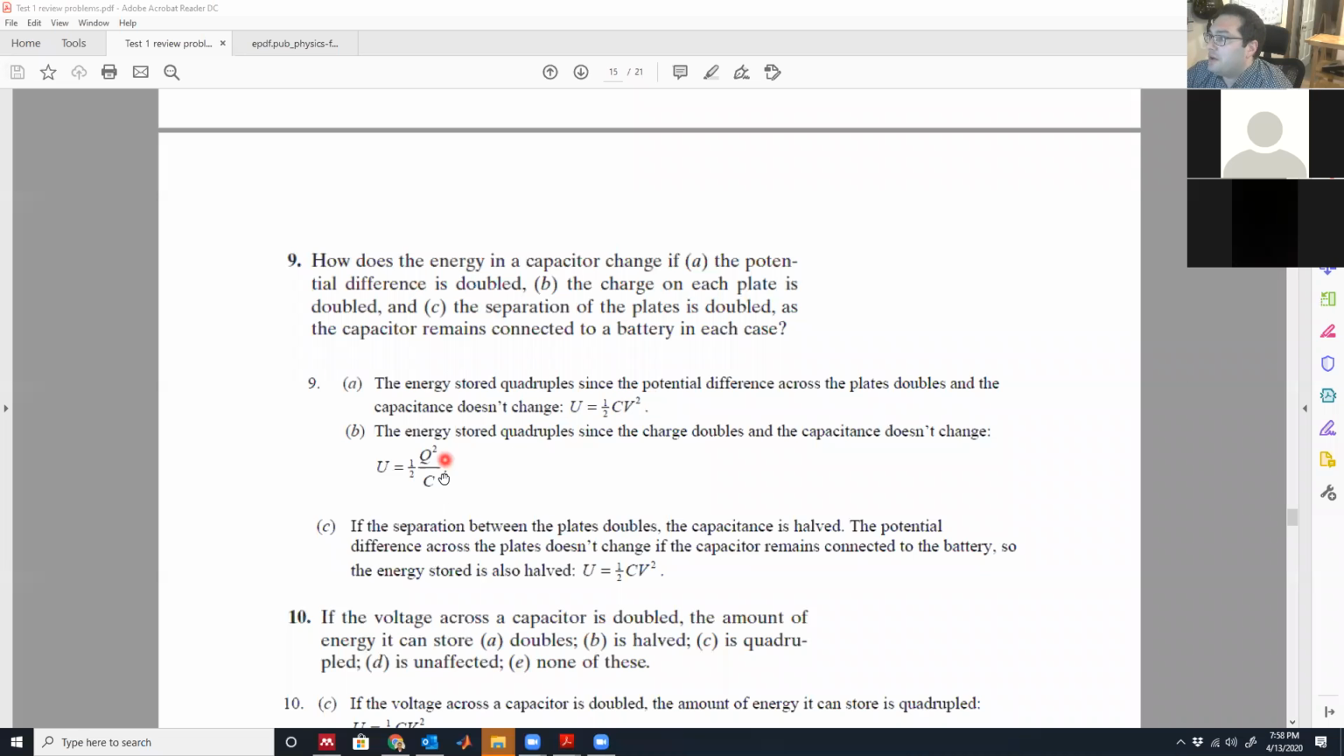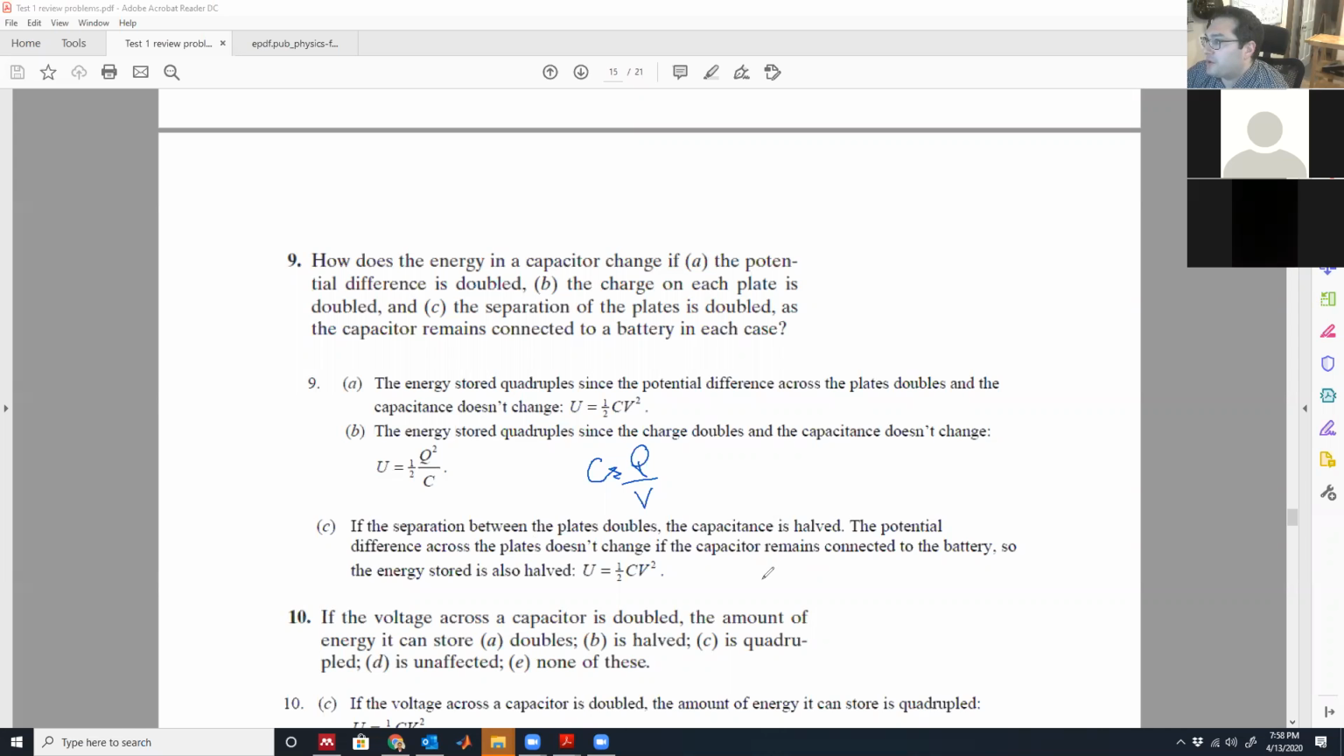And then for B, what if the charge on the plate is doubled? We can convert the potential energy in terms of V to Q using the equation for capacitance, right? C is equal to the charge over V, and we could just plug in Q for V over here, and we get this. So we could also see that it quadruples.